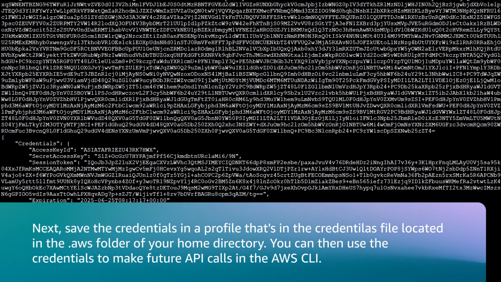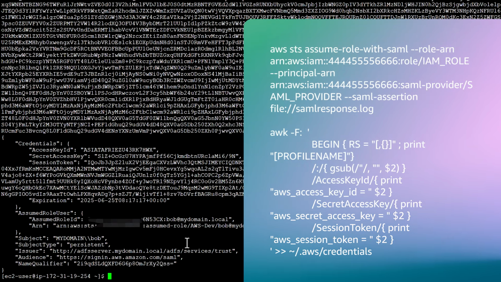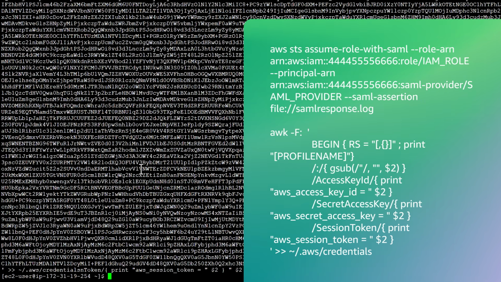Next, save the credentials in your profile that's in the credentials file located in the .aws folder of your home directory. You can then use the credentials to make future API calls in the AWS CLI. To perform this operation in one step, you can connect the command's output to an inline script that uses the AWK text processing utility to save the temporary credentials to your profile that's in the credentials file. Run this command to get this output.